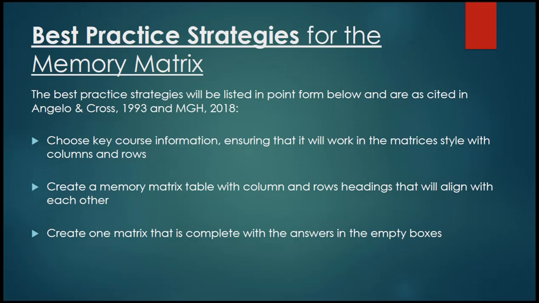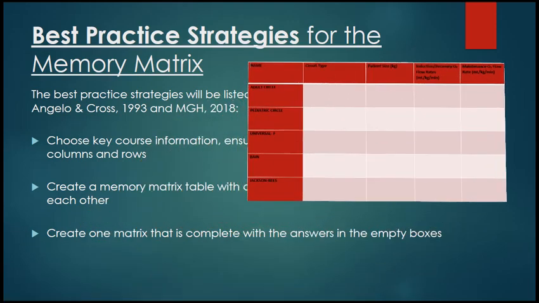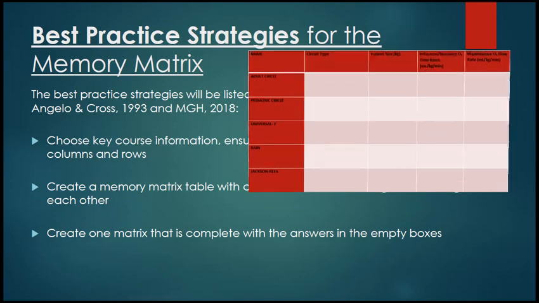Some best practice strategies will be listed in point form below and are as cited in Angelo and Cross 1993 and MGH 2018. First, you will choose key course information, ensuring that it will work in the matrices style with columns and rows. Next, you will create a memory matrix table with columns and row headings that will align with each other.